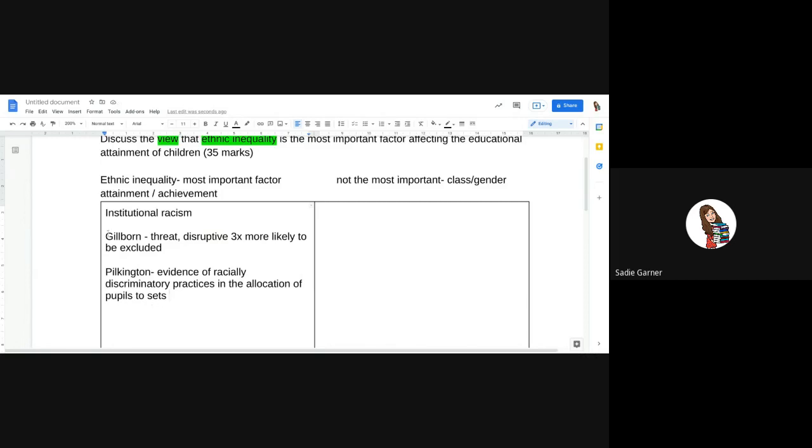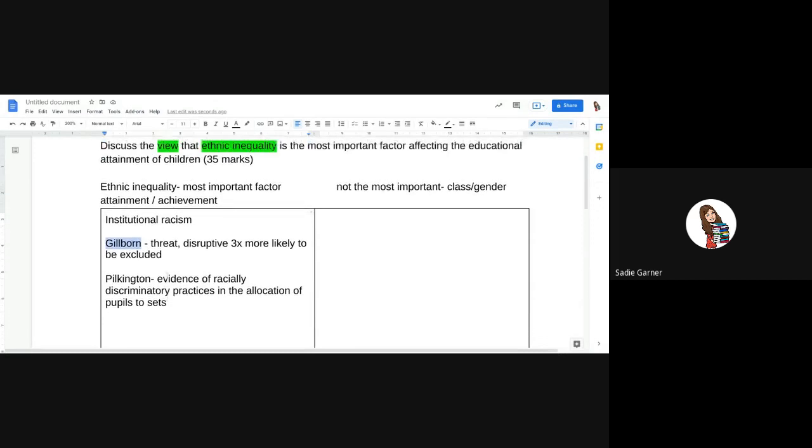I normally do Gillborn and Ball, that cultural capital acts as a shield. But the problem with adding that in the knowledge is, well, that would suggest that class is an important shield, and that goes against the view that ethnicity is the most important. So I'm going to do Gillborn. I'm going to do Pilkington.